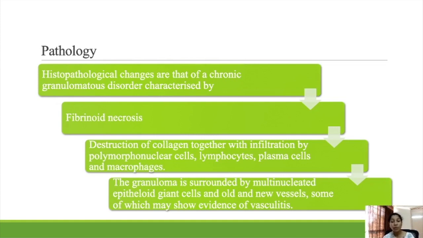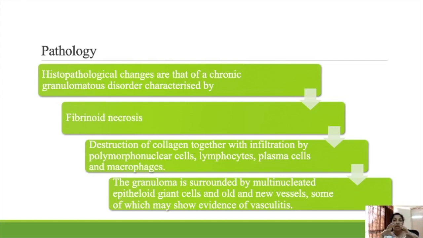This granuloma is surrounded by multinucleated giant cells, epithelioid giant cells, and old and new vessels, some of which may show evidence of vasculitis. Old vessels will be there and new vessels will also form. Vasculitis is inflammation of blood vessels. So this is the pathology of scleritis.